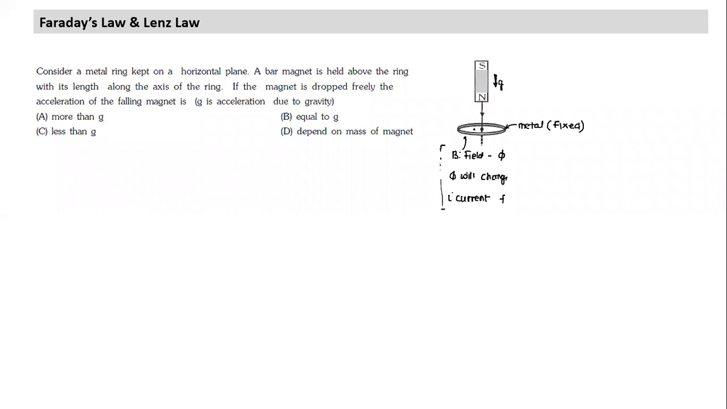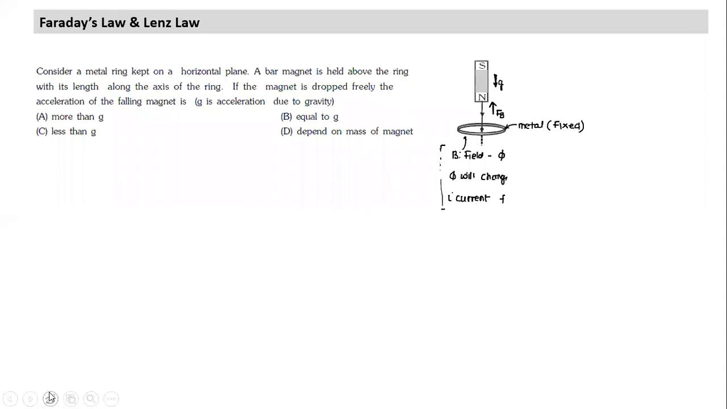But if we apply Lenz's law in very simple form, why is there an induced current in this ring? Because the bar magnet is moving closer to the ring. How will it oppose that cause? By applying a force, by repelling it. If it is trying to come close, it will try to repel. If it is going away, it will try to attract. So the force exerted because of current in the ring will be in the opposite direction. Hence, it will have lower acceleration.